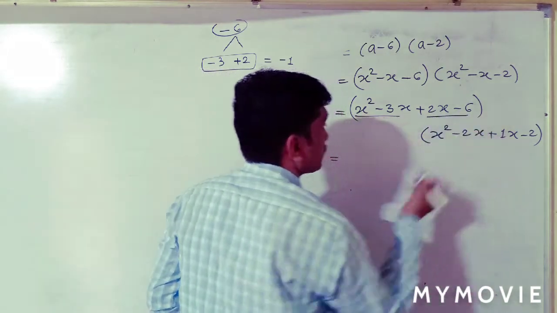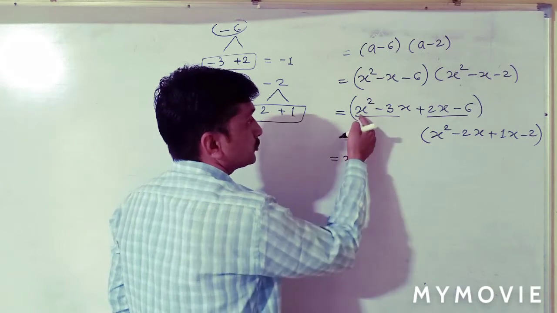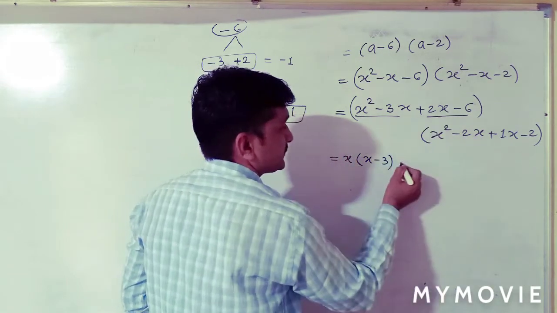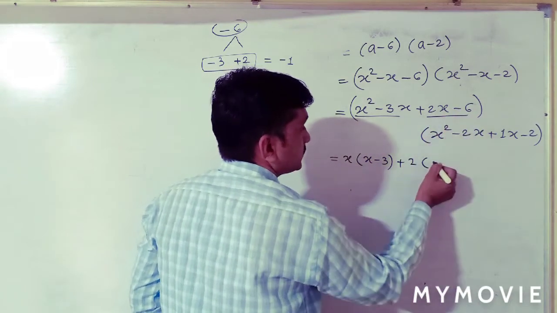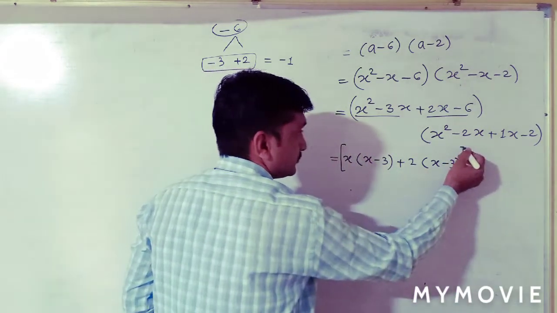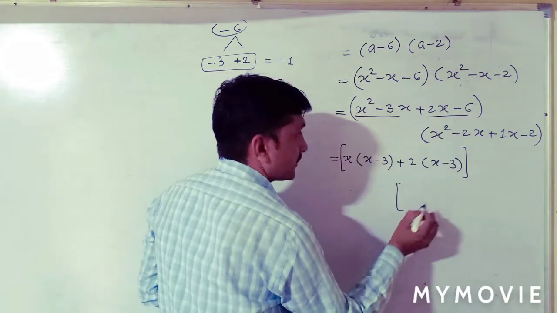Common from here, common from here. What is common in this pair? x is common in the bracket, and the uncommon is x minus 3, plus... what is common here? 2 and 6, so 2 is common in the bracket x minus 3. I put a box bracket here. This is first. Second, I write here.